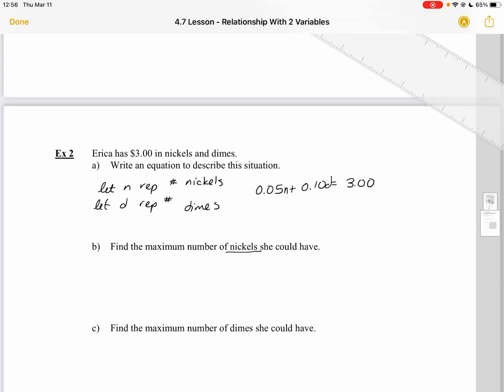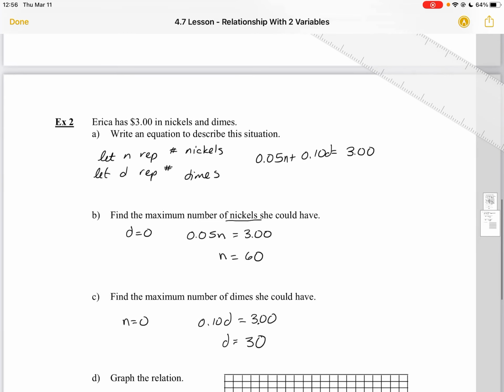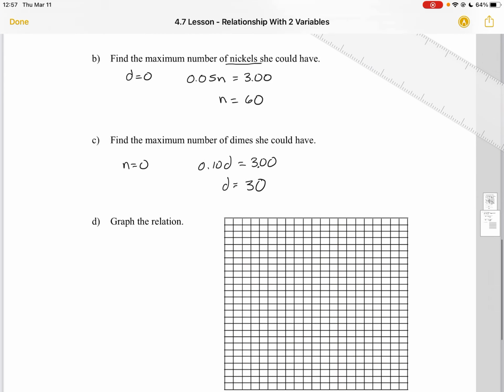So the maximum number of nickels that I could have is when I don't have any dimes. So then my equation would look like this. 0.05 N equals 3. When I divide both sides by 0.05, I'm going to end up with 60 nickels. The maximum number of dimes that I could have is when I have 0 nickels. Dividing both sides, or knowing that you have 10 dimes in a dollar, would give me my maximum number of dimes, which is 30.